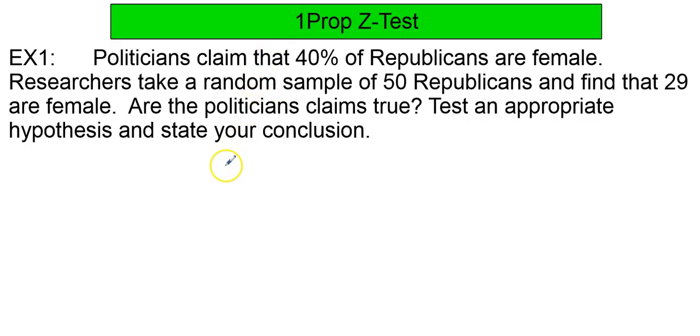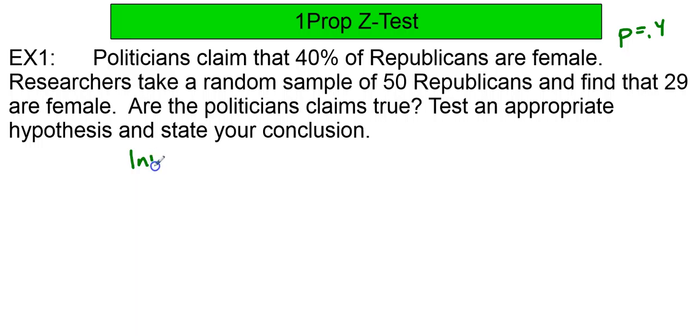Alright guys, this is an example of a one proportion Z-test. Politicians claim that 40% of Republicans are female. So right off the bat, they're giving you the true proportion that they believe to be true. So P equals 0.4. Researchers take a random sample of 50 Republicans, find that 29 are female. Are the politicians' claims true? Test an appropriate hypothesis, state your conclusion.